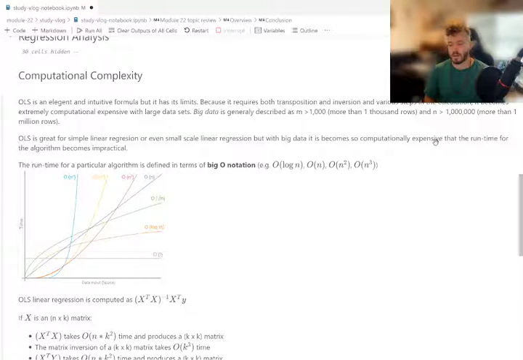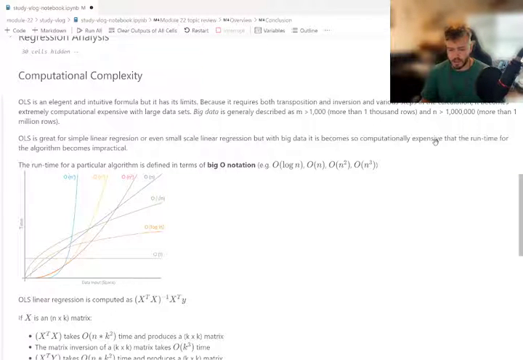Anything with less than 1,000 columns and less than 1,000,000 rows, you can probably get away with it. But with any data set that you're dealing with that's bigger than that, you're going to be sitting at your computer staring at the screen waiting a really long time for that algorithm to actually run.